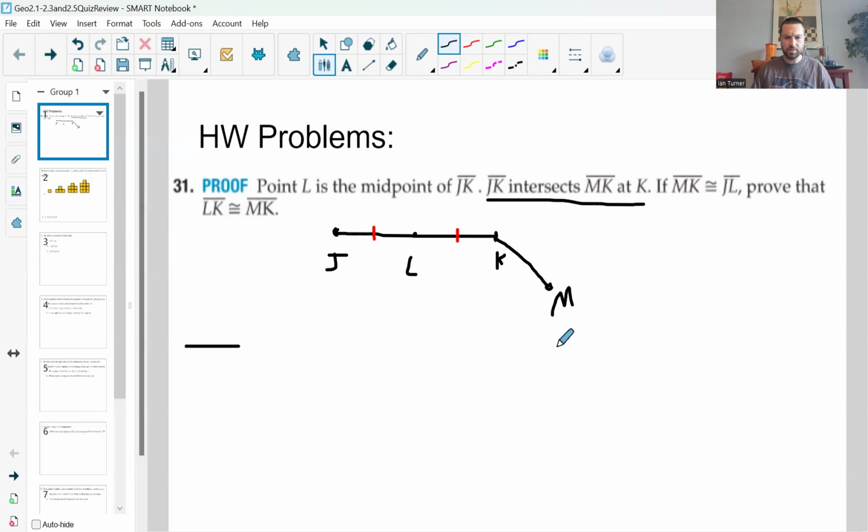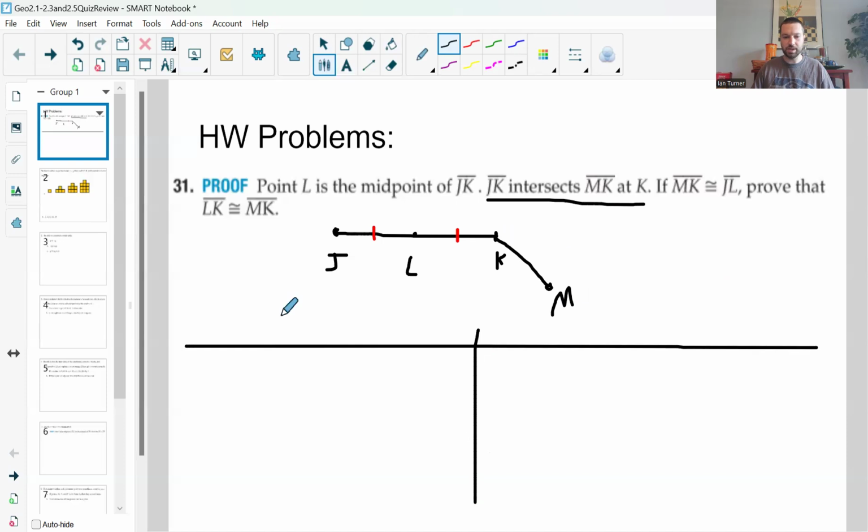And then we're going to make our two columns. Wow, that was a straight line. That's what we're talking about. S stands for statement, R stands for reasons. We're going to write in our given. So we got point L is the midpoint.